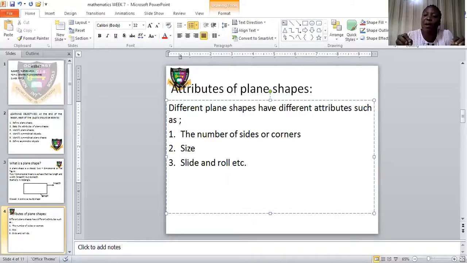To identify a shape, you consider these things. How many sides or corners does it have? Then the size, and slide and roll, and so on. But for your level, we'll stop at these three: the number of sides or corners, the size, slide, and roll. Now, let's look at what a side or corner is.